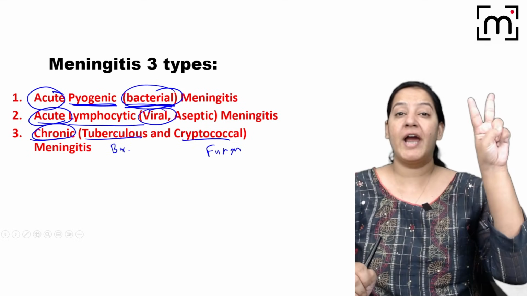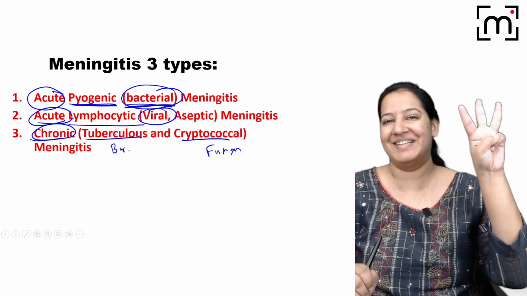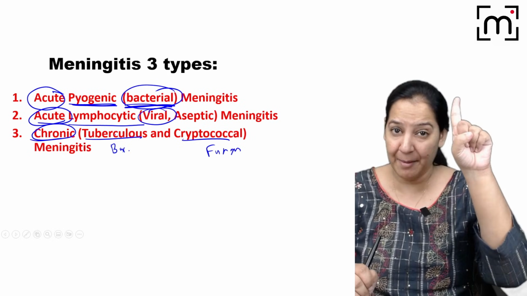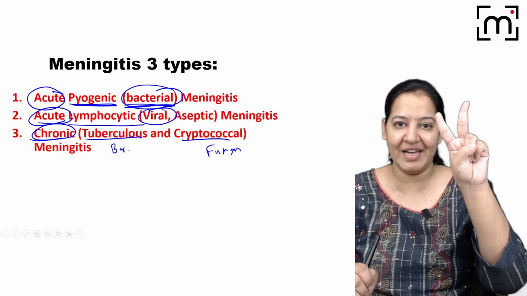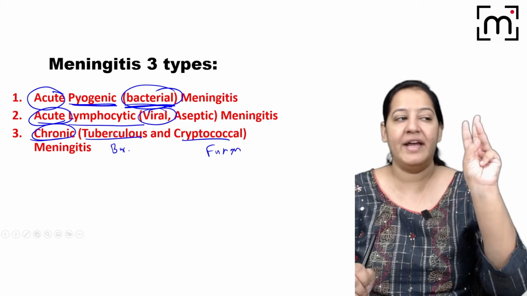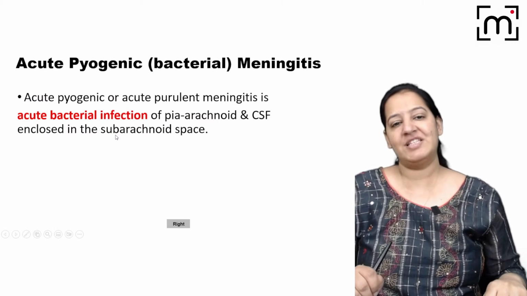So there are two types of acute meningitis and the last one, the third, is the chronic meningitis. The first acute is bacterial pyogenic. The second is viral lymphocytic aseptic and the third one is the chronic. In the chronic there is one bacteria, one fungus, you know the names. So that is the three types of meningitis.